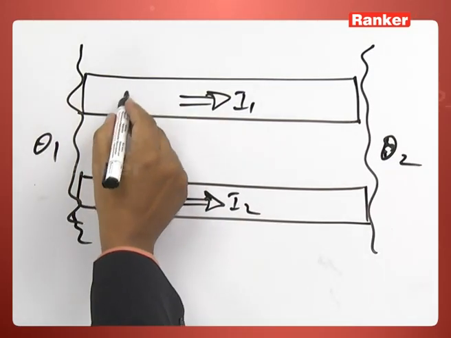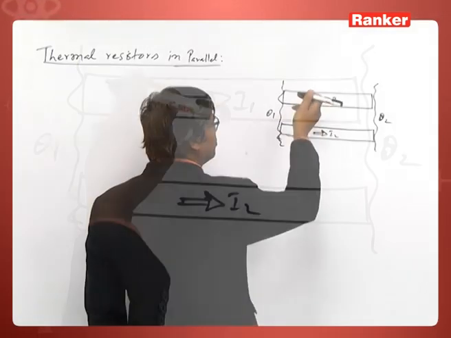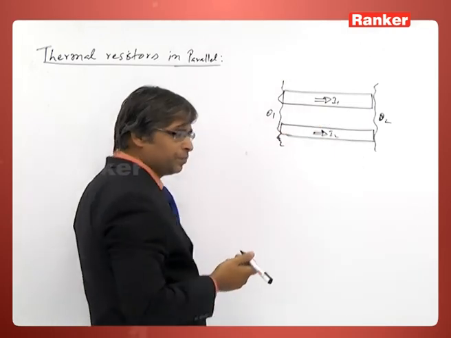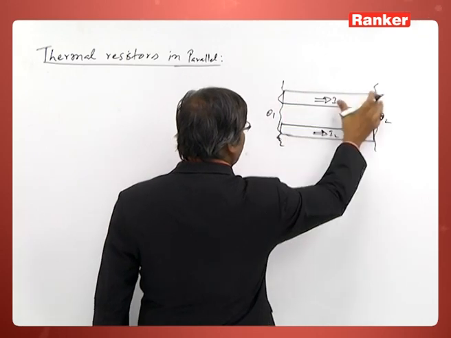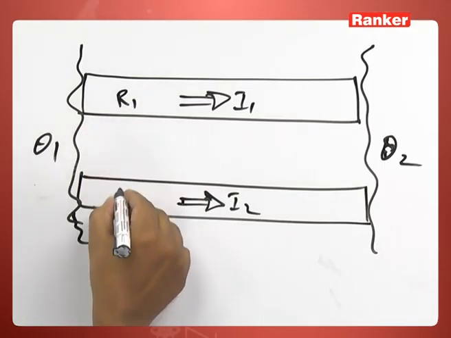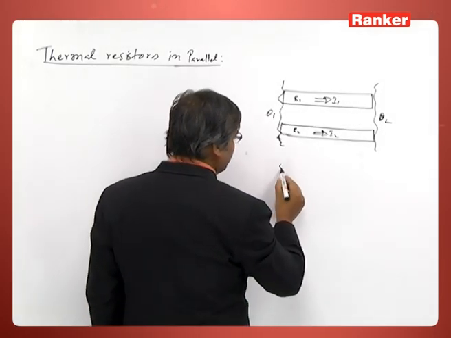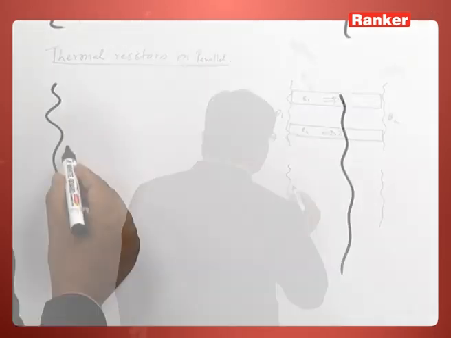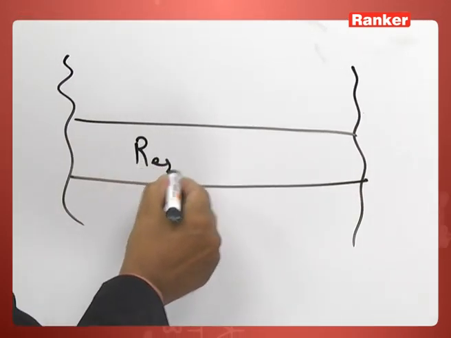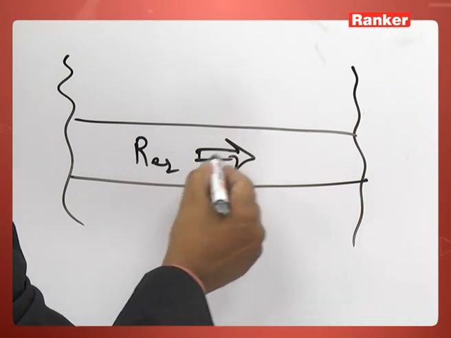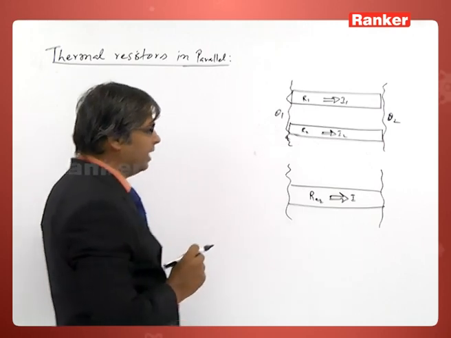This rod has conductivity K 1, K 2, length L 1, L 2, area of cross section A 1, A 2. In place of writing all these things, I just write that the thermal resistance of this is R 1 and the thermal resistance of this is R 2. Now, in place of these two, I want a single heat resistor which will also transport the same heat current, that is the sum of I 1 and I 2.